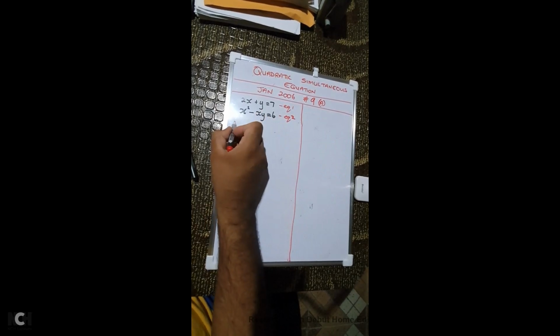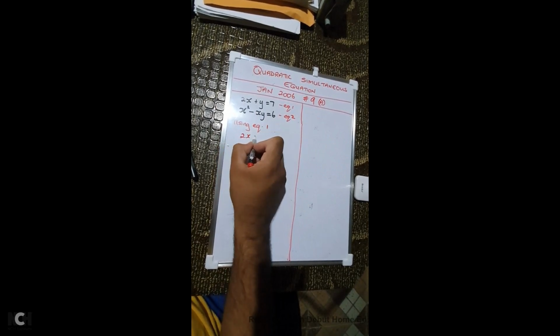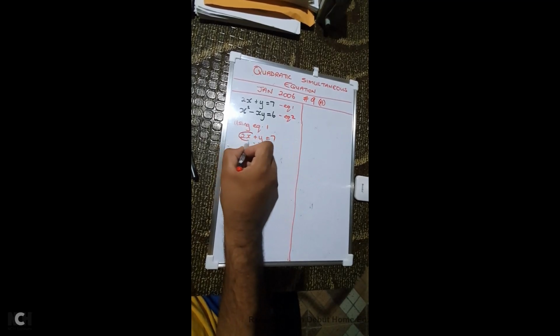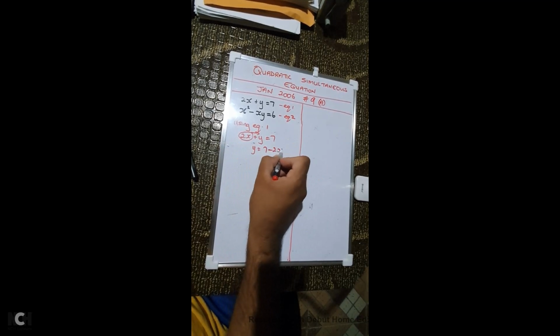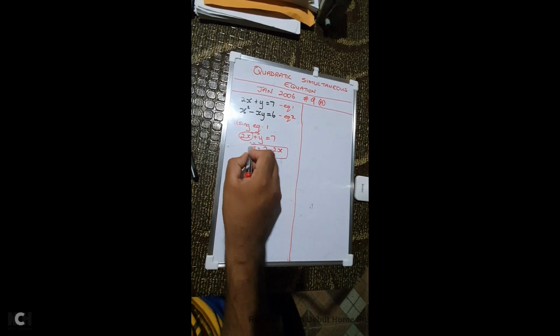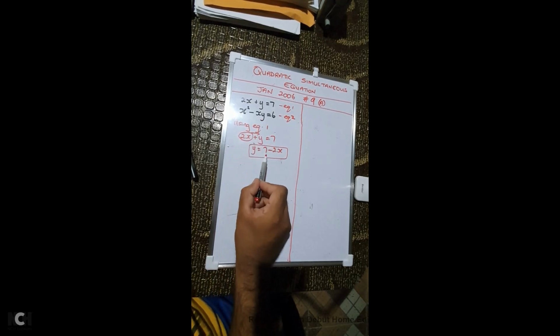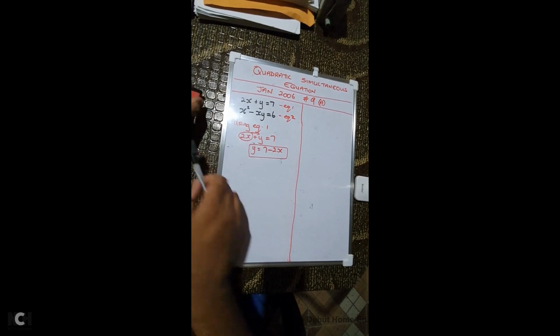So using equation 1, which is 2x plus y equals 7, we will take this 2x and carry it across. So y is equal to 7 minus 2x. So now that we know the value of y, which is 7 minus 2x, wherever we see y in equation 2, we are going to put 7 minus 2x. That's just simply how it is with quadratic simultaneous equations.